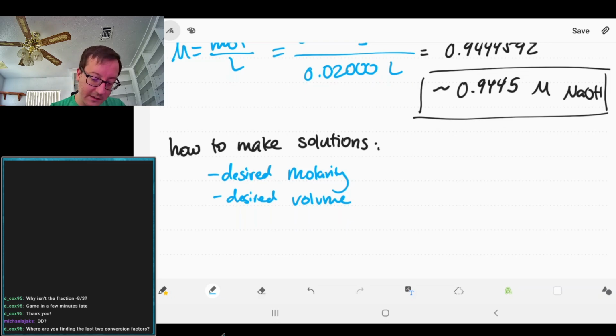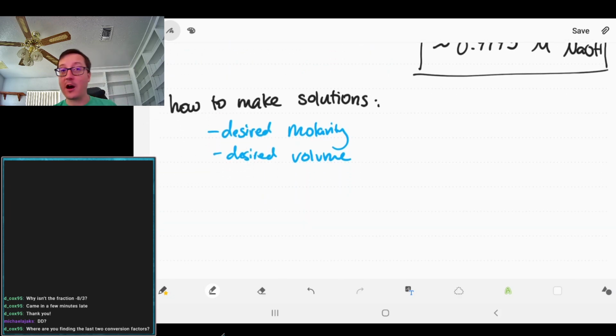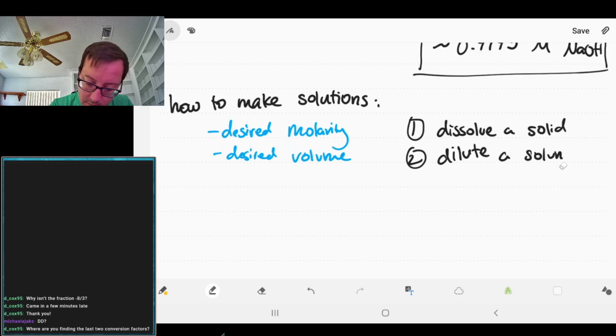And so we need to just know these two things. And then we have two options after this. Option 1 is dissolve the solid. Option 2 is dilute a solution. Those are our two options for making solutions, keeping in mind that we want these things.